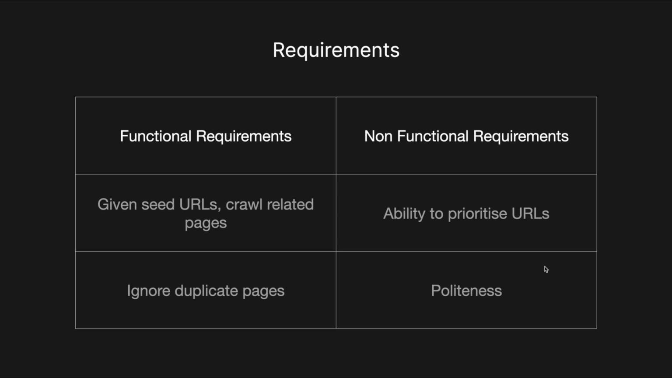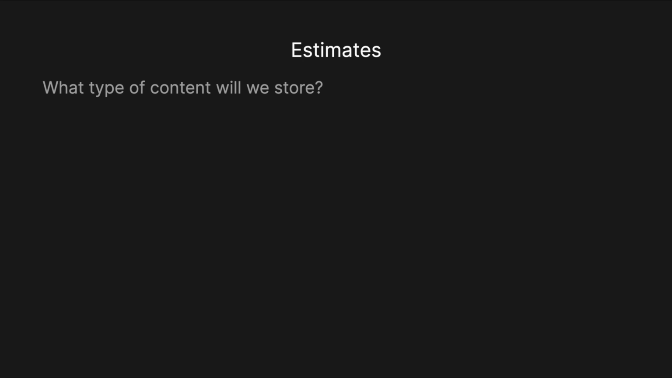Essentially, politeness here refers to the fact that we don't want to overload sites that we're crawling. We want to make sure that when we make requests to get information, we do so in a spaced out and timely manner, such that we don't overload their system. And then for the estimates, these are just questions we want to get an answer to from our interviewer, so that we can better construct our system.